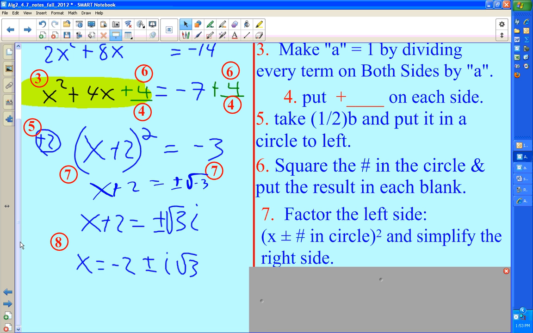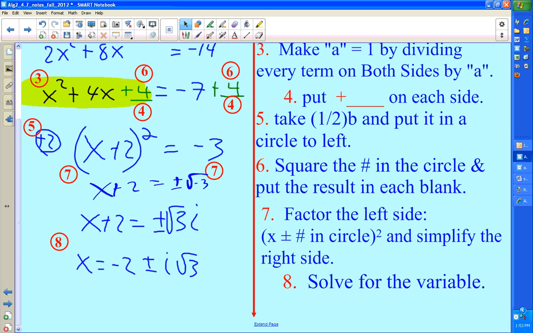Okay, so we factored the left, and we got the (x + 2) squared, and on the right, you just combine your two numbers that are here, and we got -3. Now, we're back to what we did a few minutes ago when we're just going to solve this equation. How do we solve this? We square root both sides, so x + 2 equals plus or minus the square root of -3. Don't forget the plus or minus.